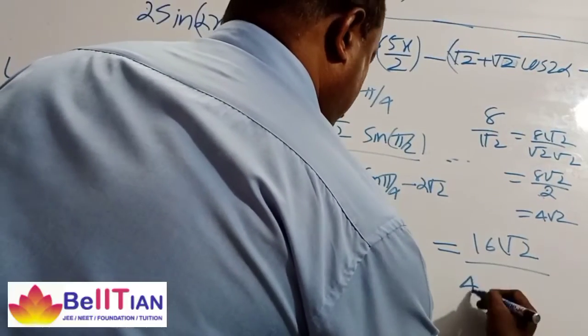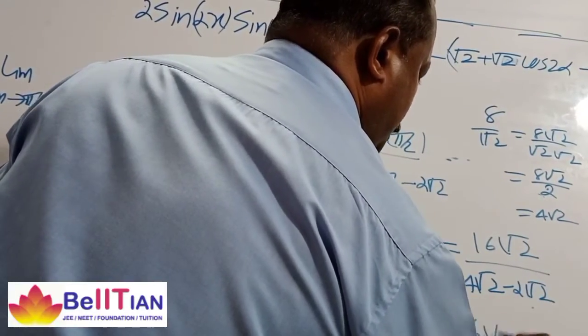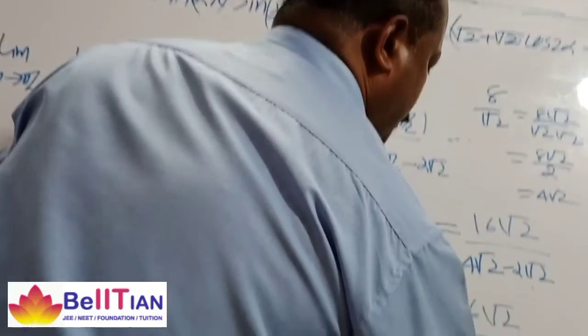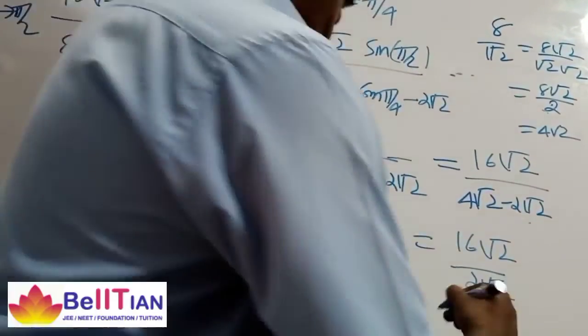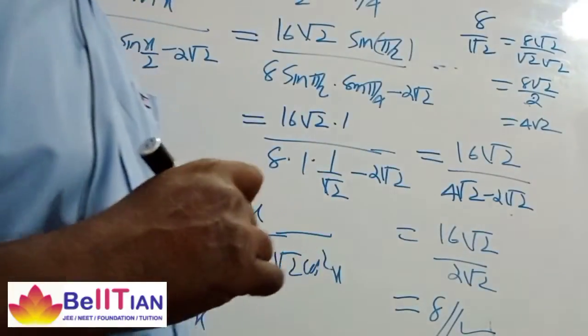So now this is equal to 4 root 2 minus 2 root 2. So this is equal to 16 root 2 divided by 2 root 2, since 4 root 2 minus 2 root 2 is equal to 2 root 2. So the answer is 8. So this is the answer to this question.